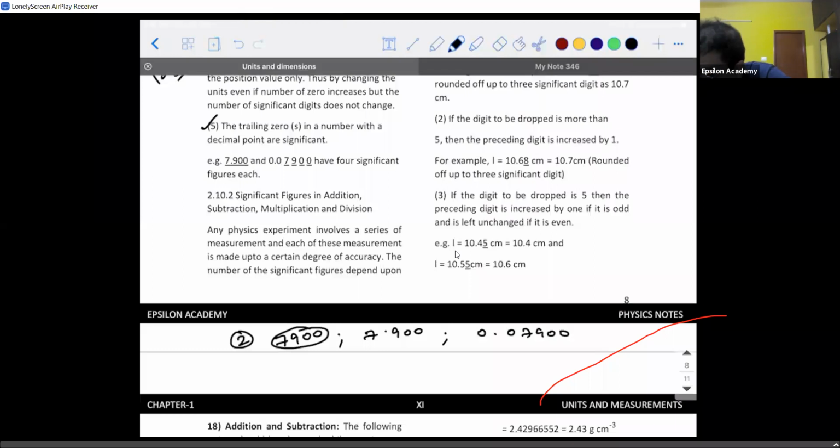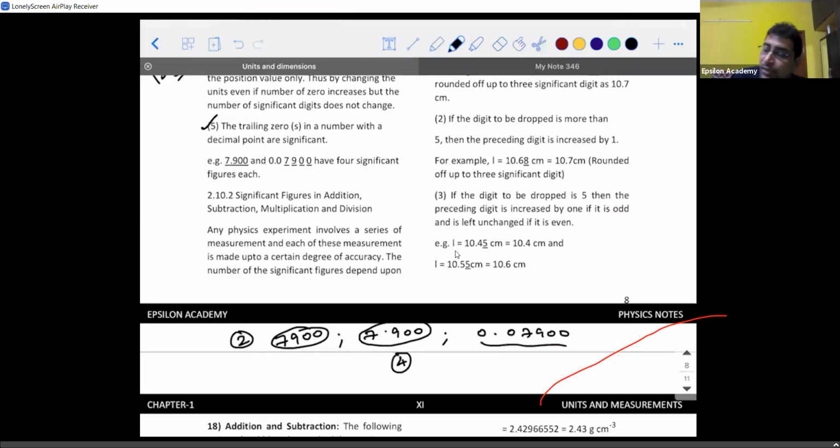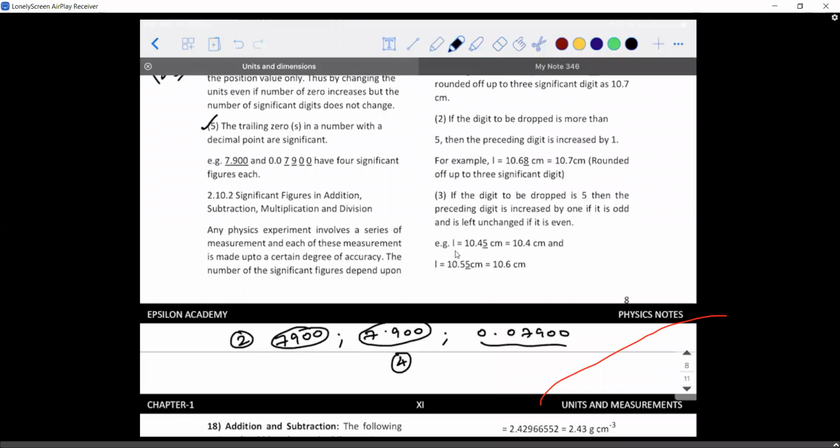Whereas if there is a decimal, then all the zeros that are there, even after the non-zero number, are considered to be significant. 7.900. So how many are there? 4. Okay, 0.07900. How many, 4 or 6? 5, sir. Why 4?